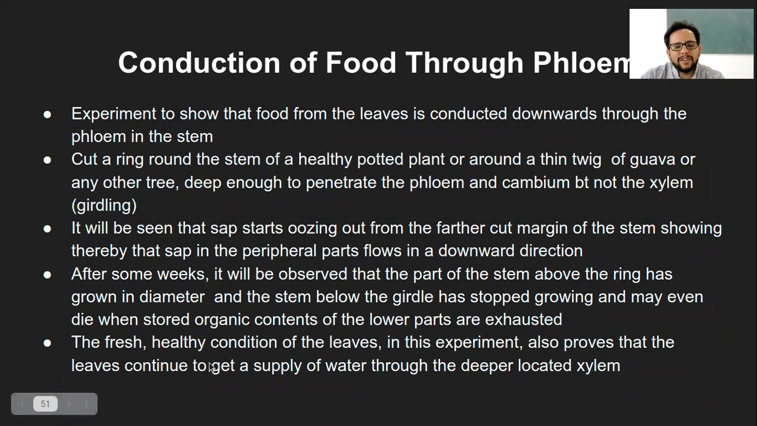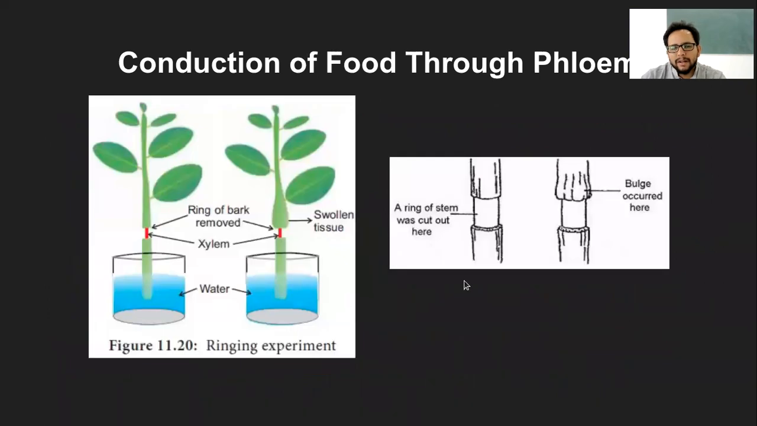All the other functions are regular except the conduction of the phloem in the downward portion of the stem below the cut. That is not functioning, and that will prove the conduction of the food happens through the phloem tissues. Again, in this case, what you need to show: there is a beaker, a cut twig of the guava tree or any other tree. You cut the portion, only the xylem should be intact.